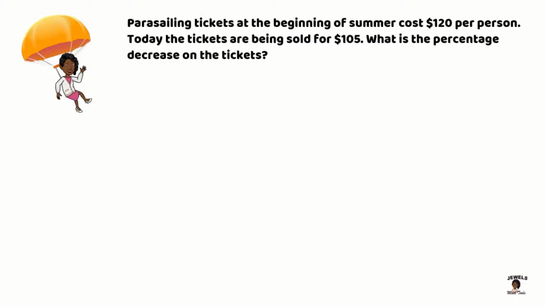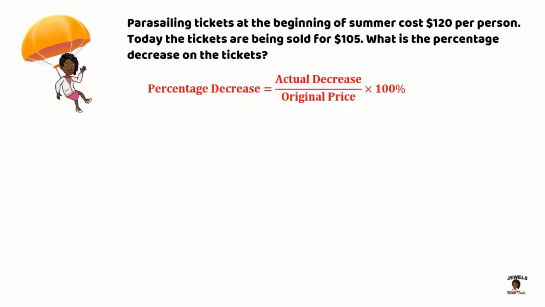So our question reads, a parasailing ticket at the beginning of summer cost $120 per person. Today, the tickets are being sold for $105. What is the percentage decrease on the ticket? And we're going to pull back up our formula for calculating our percentage decrease. Remembering that the first thing we're going to do is calculate our actual decrease.